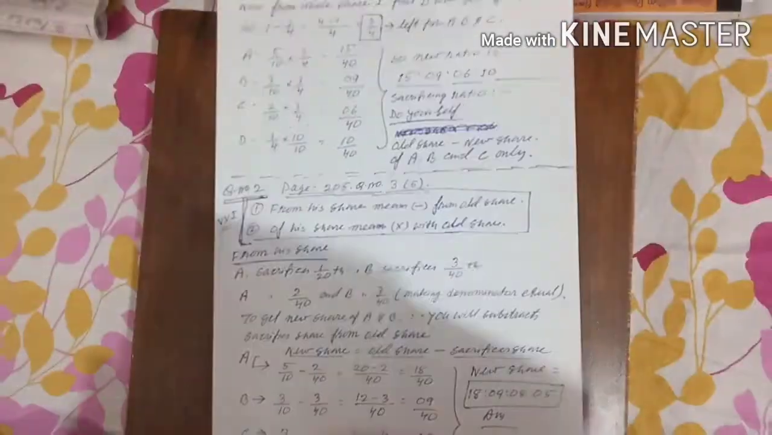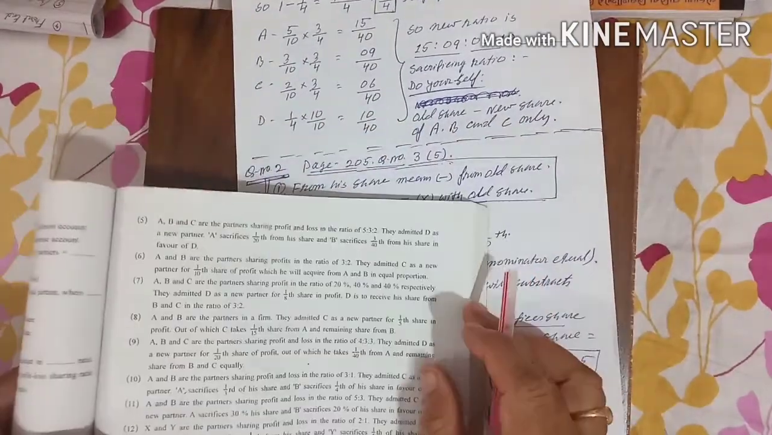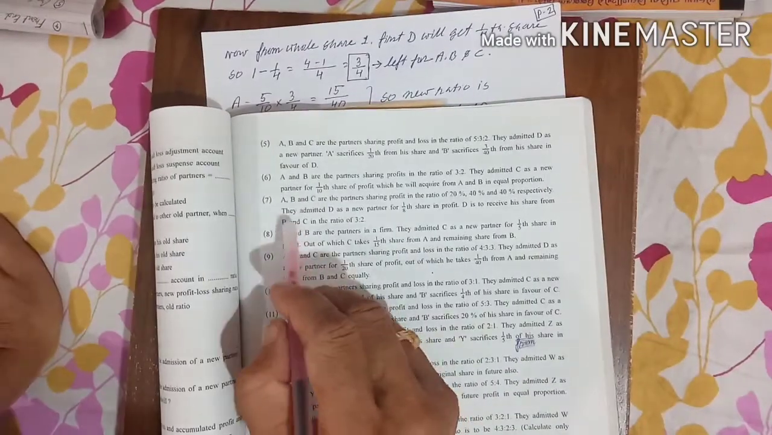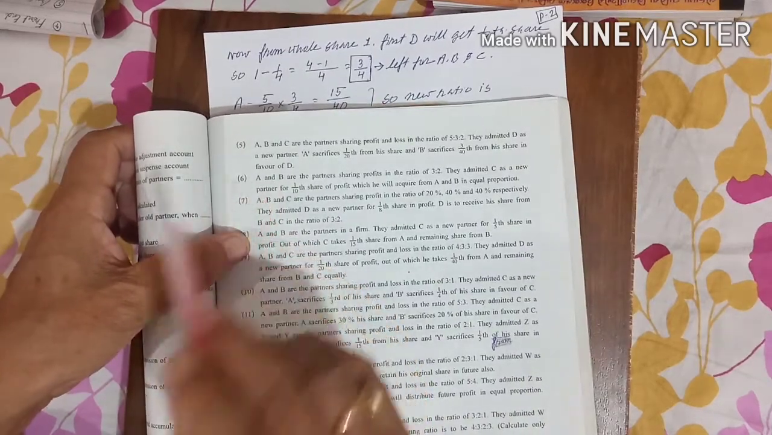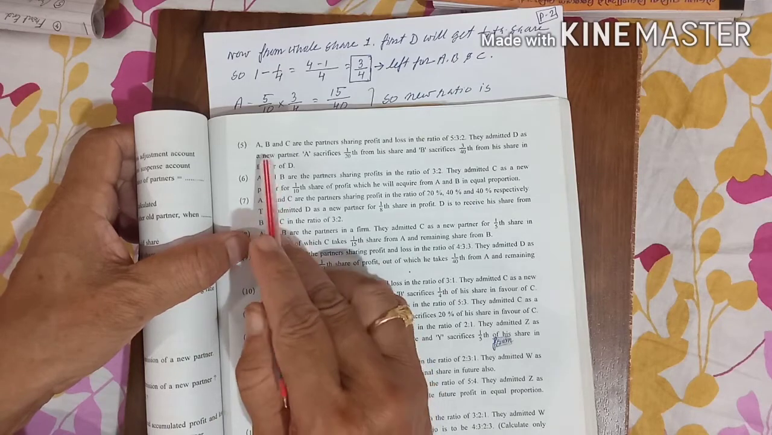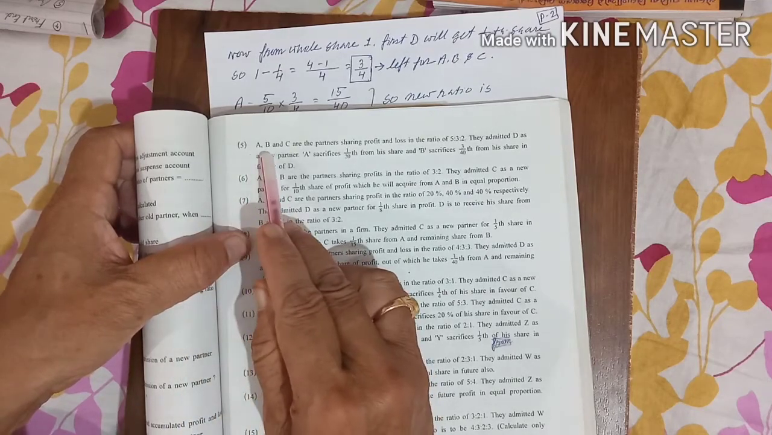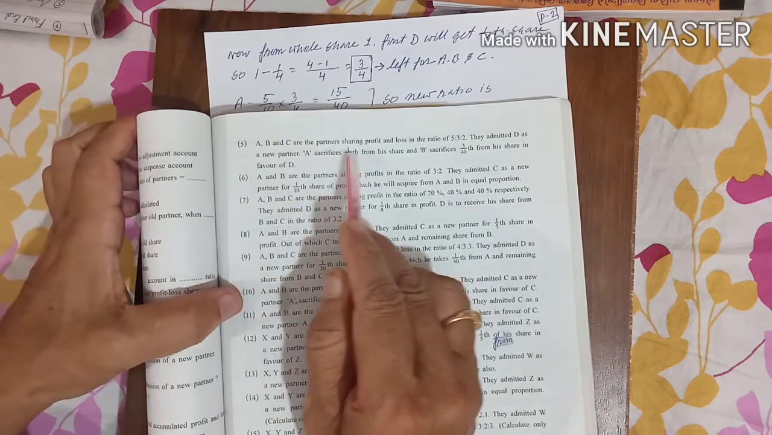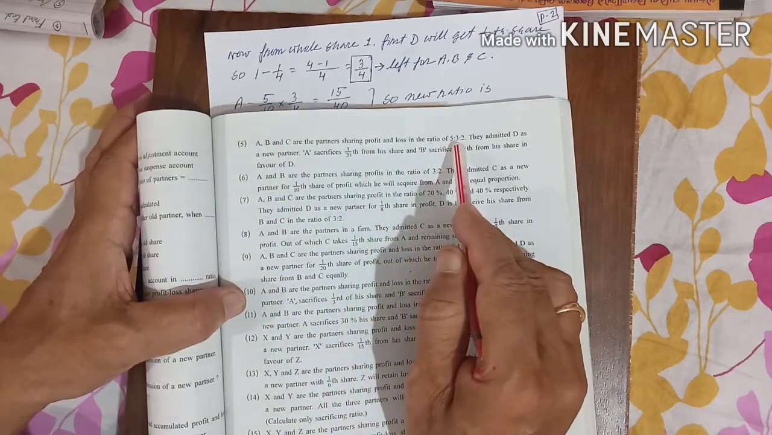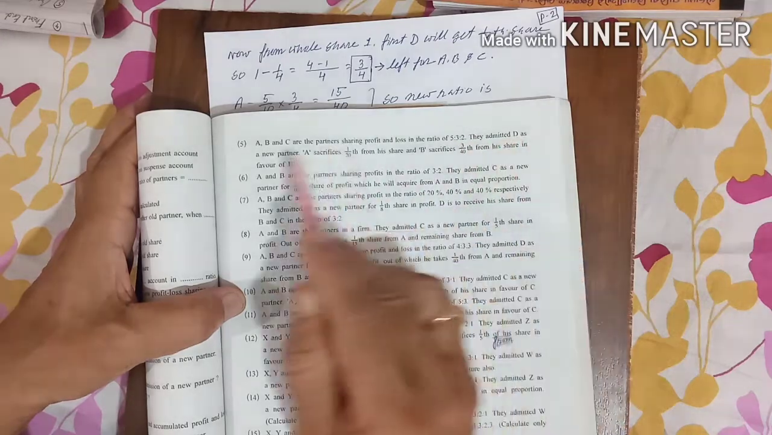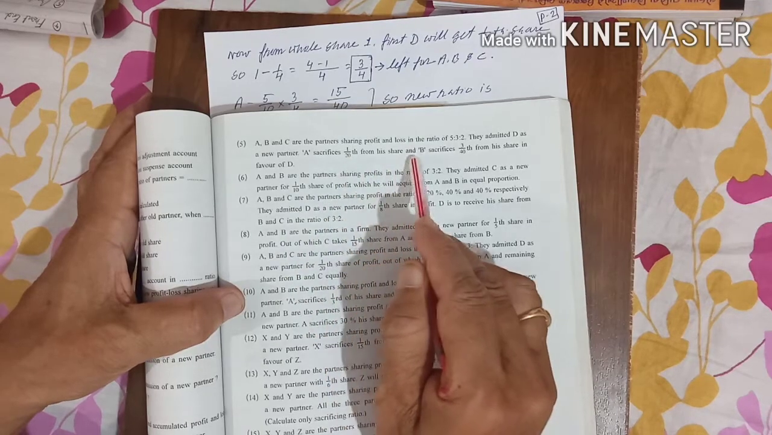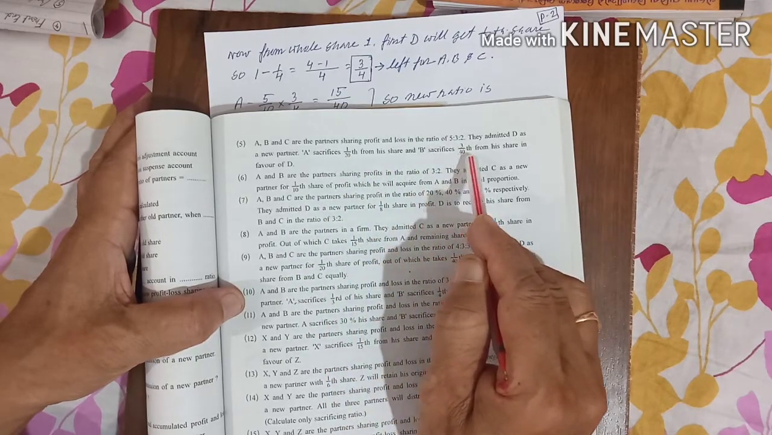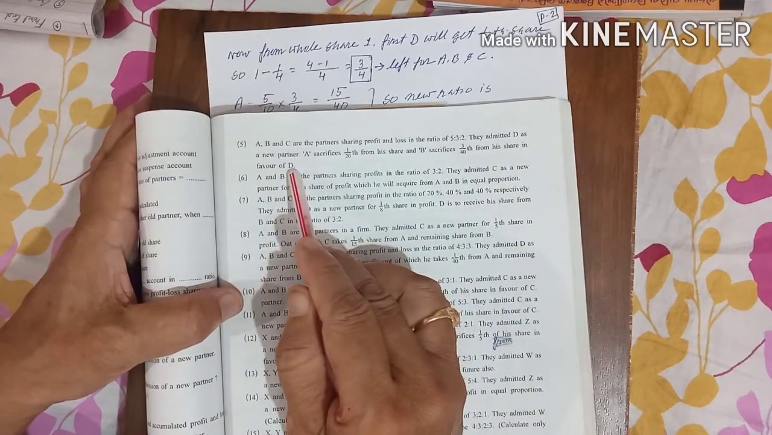Actually, the simple type of sums everyone will be able to do, but where you are getting confusions, like that, I selected the sum and I want to explain it. I want to clear your doubt. I do not want to keep any confusions in your mind. Here, let me read the question. A, B and C are the partners sharing profits and losses in the ratio of 5:3:2. They admitted D as a new partner. A sacrificed 1/20th from his share and B sacrificed 3/40 from his share in favor of D.